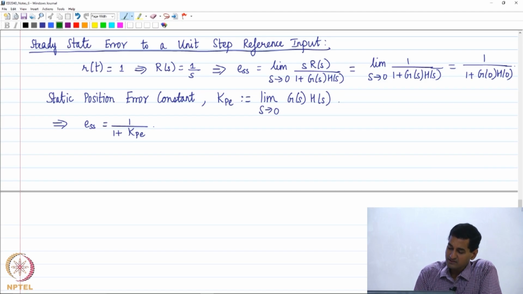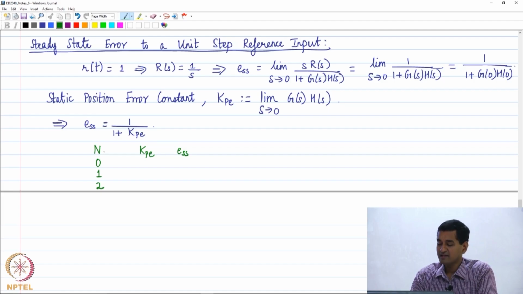So now let us look at what happens when N equals 0, when N equals 1, when N equals 2 and so on, right. So what do you think happens to Kpe when N is equal to 0?